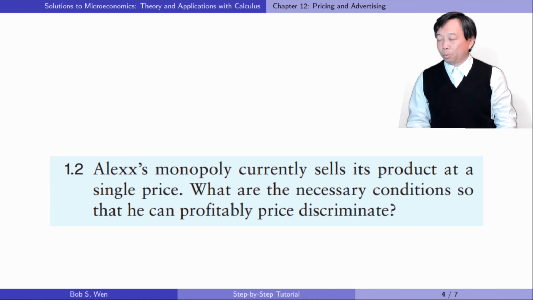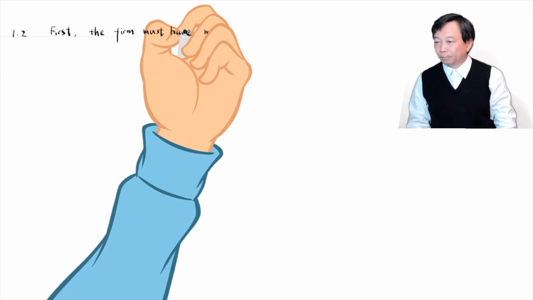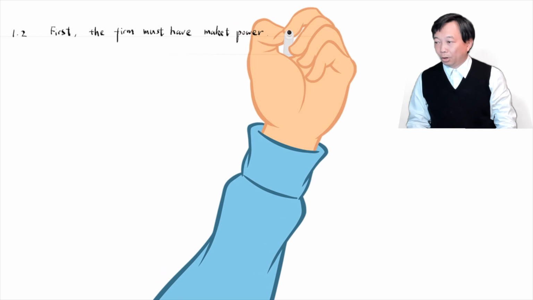Let's solve exercise 1.2. What are the necessary conditions so that the firm can profitably price discriminate? For a firm to profitably price discriminate, 3 conditions must be met. First, a firm must have market power. Otherwise, it cannot charge any customer more than the competitive price.